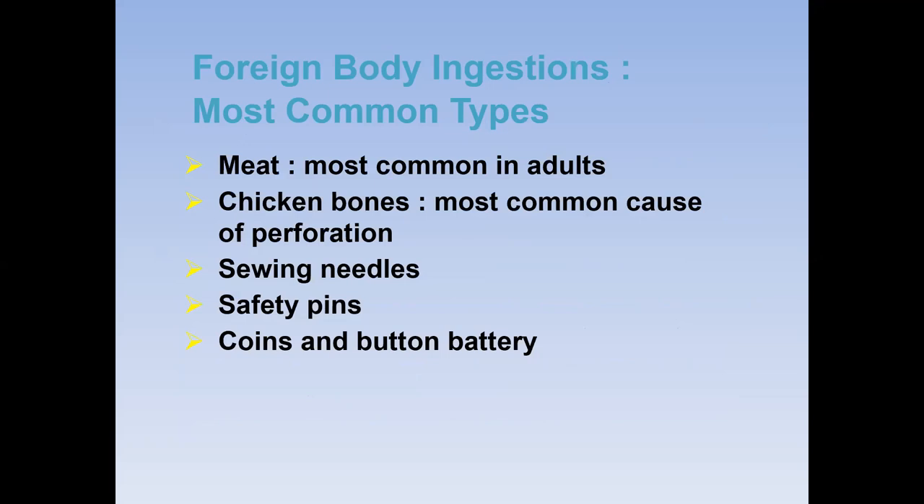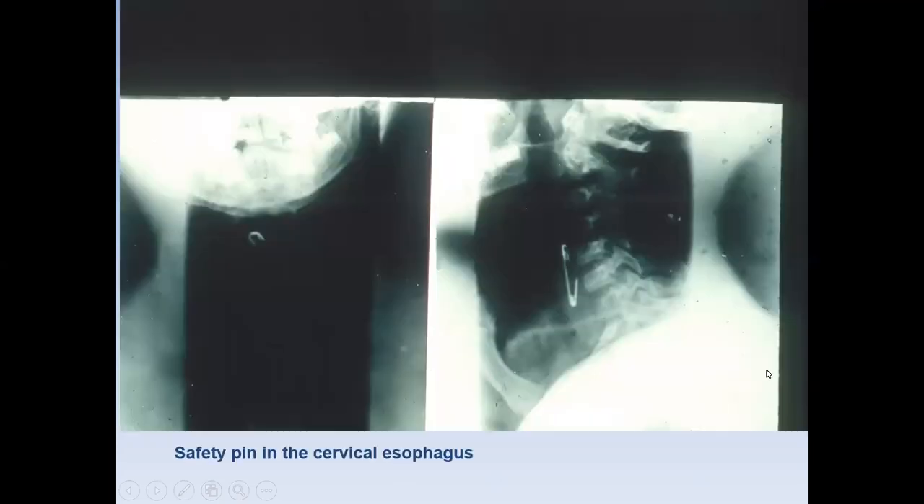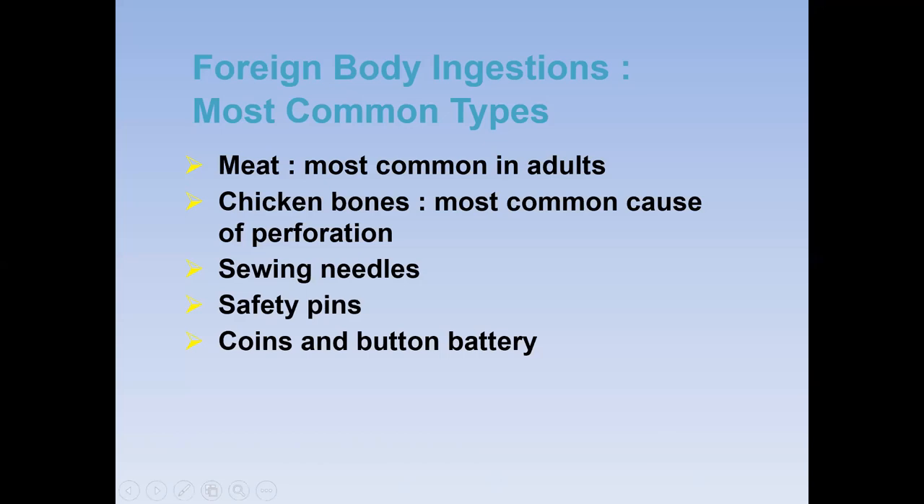So most of the time foreign bodies do not only get stuck in the throat, they can also progress to the esophagus. And foreign bodies that can progress to the esophagus include meat, most common in adults.